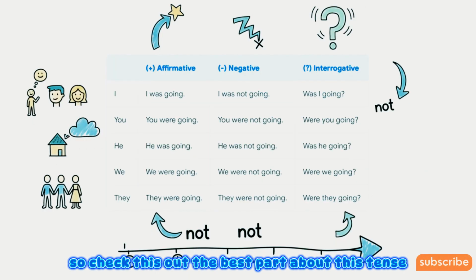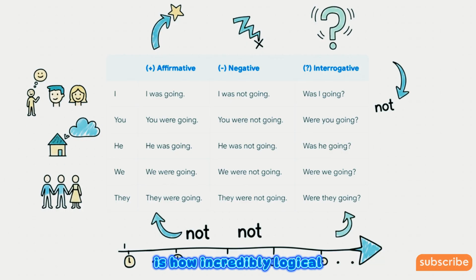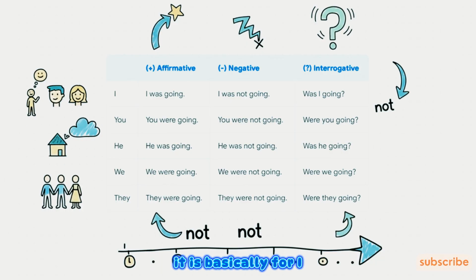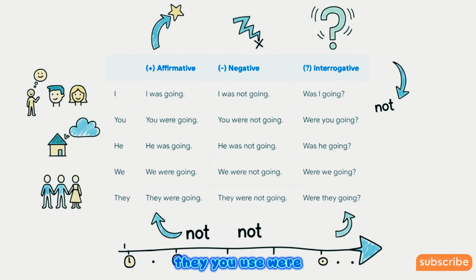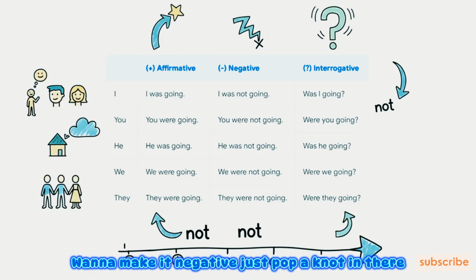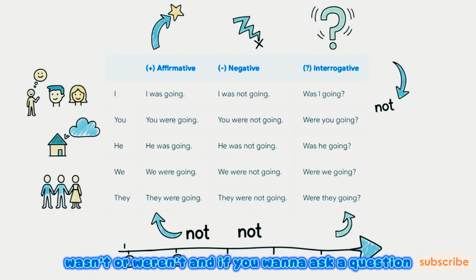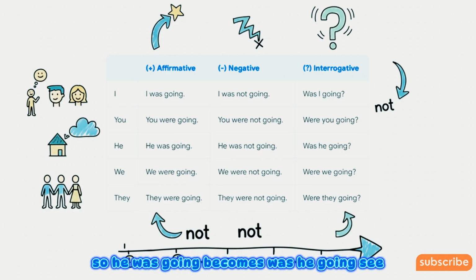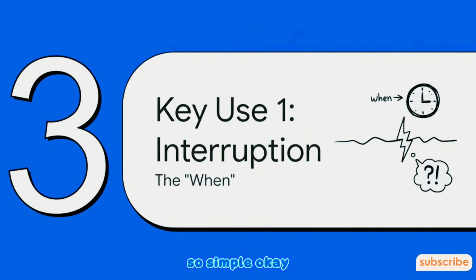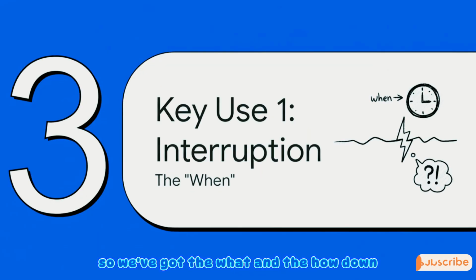So check this out. The best part about this tense is how incredibly logical it is. Basically, for I, he, she, and it, you use was. Easy. For everyone else, you, we, they, you use were. Want to make it negative? Just pop a not in there. Wasn't or weren't. And if you want to ask a question, no problem. Just flip the first two words around. So he was going becomes was he going? See? So simple.